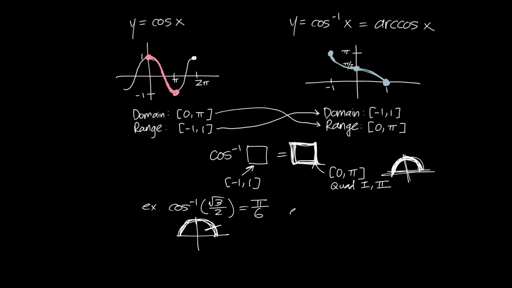Okay, let's look at another example. Inverse cosine of negative 1/2. And so we look at the unit circle in quadrants 1 and 2, and we ask, where in that range is cosine negative 1/2? Well, it has to be second quadrant, and it has to be over here, and so that would be 2 pi over 3.